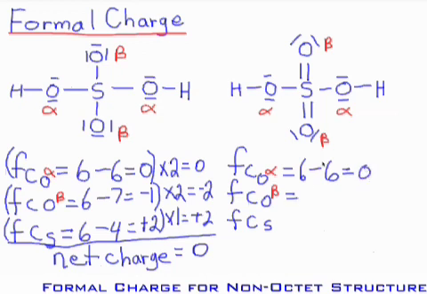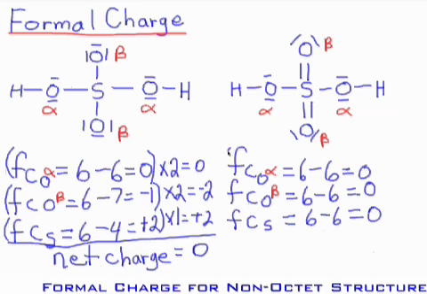Oxygen beta is a different structure this time. We start with 6 valence electrons. The first number, again, is from the periodic table. And we see it has 2 lone pairs, so that's 2, 4. It has a double bond. It gets 1 electron from each bond of the double bond, so 2, 4, 5, 6. 6 minus 6, again, is 0. And sulfur, 6 valence electrons minus no lone pairs, so it gets 1 for each bond: 1, 2, 3, 4, 5, 6. 6 minus 6 equals 0.